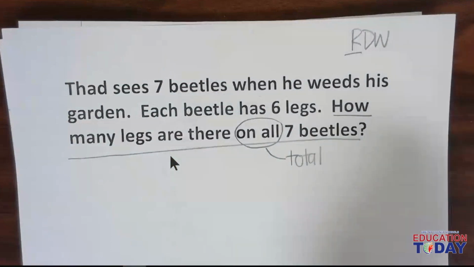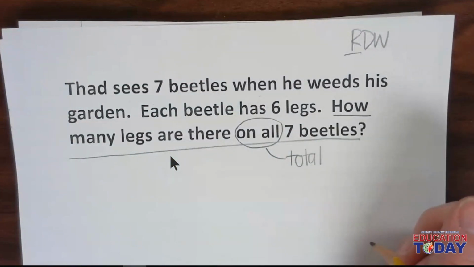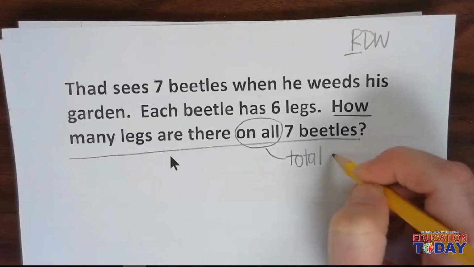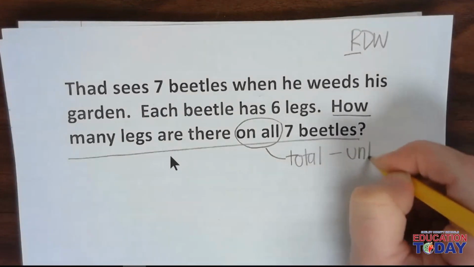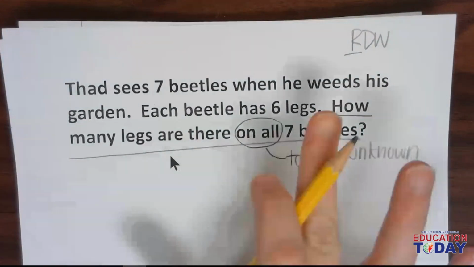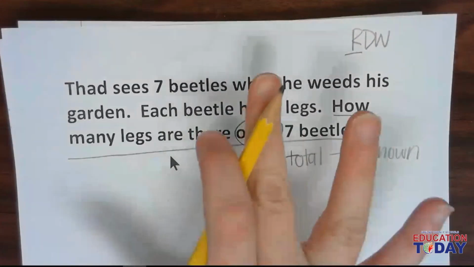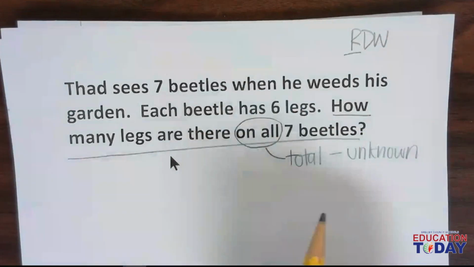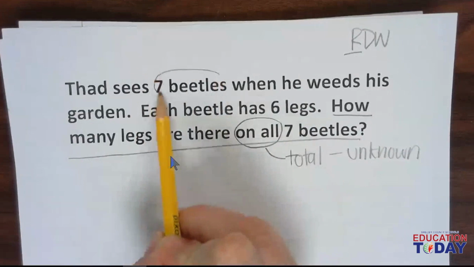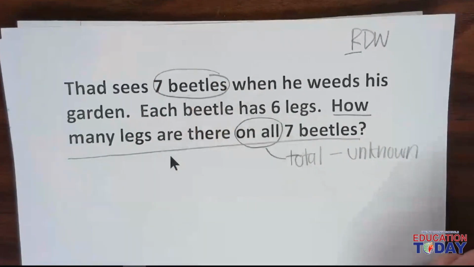Sounds a lot like I'm going to solve for a total. And I know that since this is my question, that's going to be my unknown. So I'm going to go back in and make sure that that is correct in what I know with what information it gives me. So Thad sees 7 beetles when he weeds his garden.